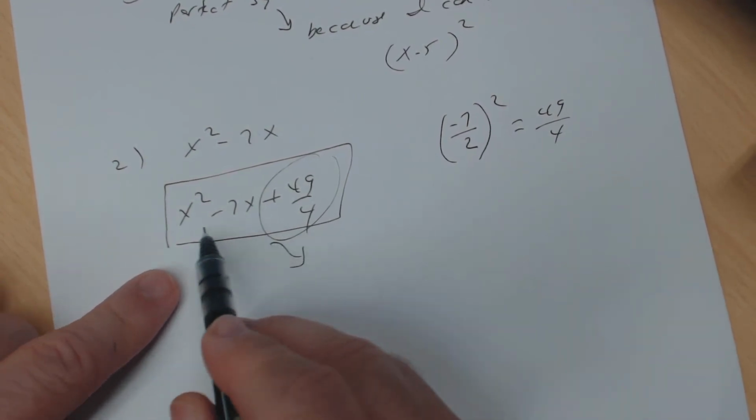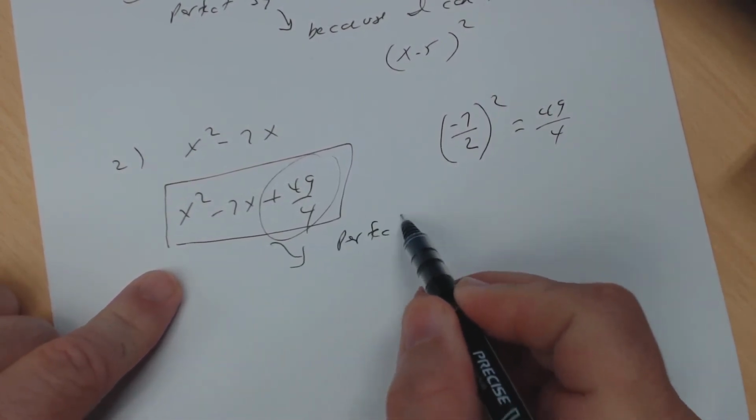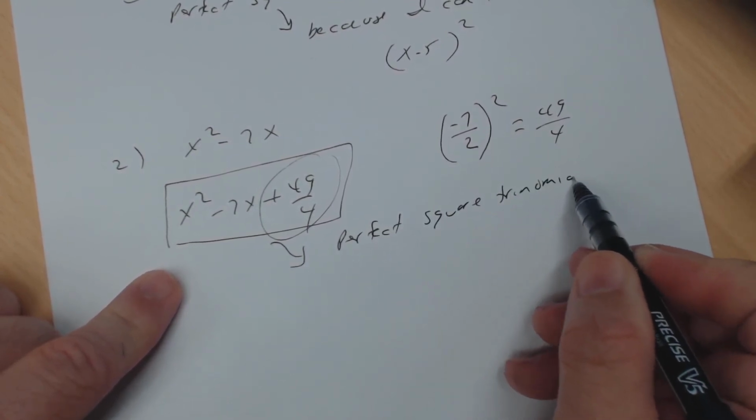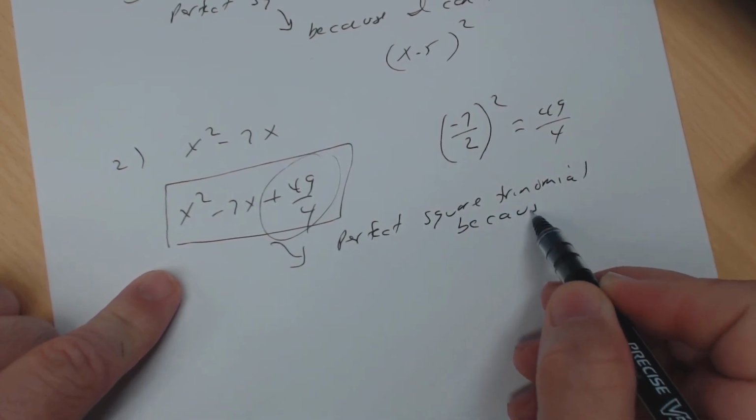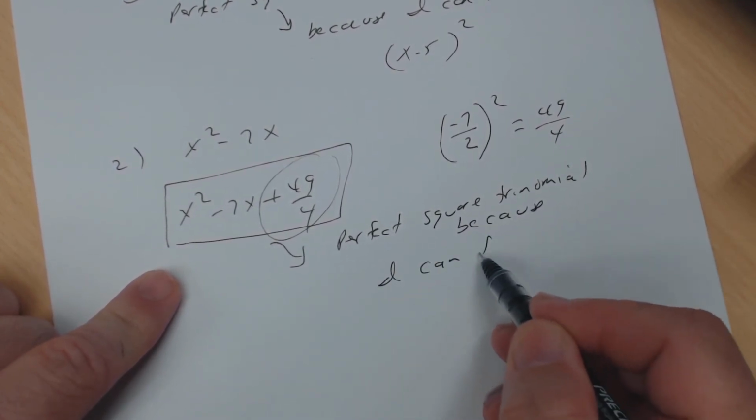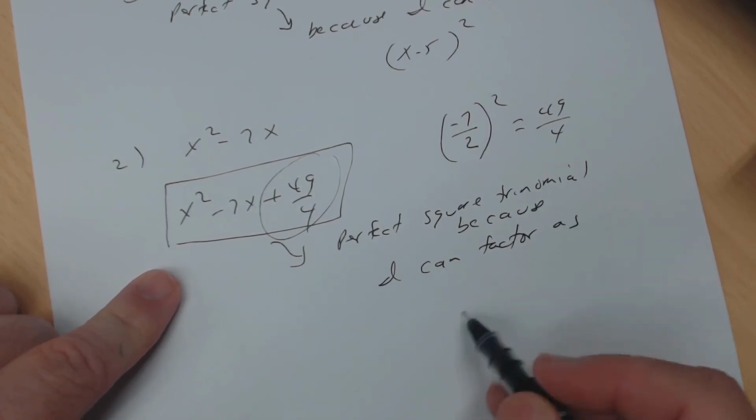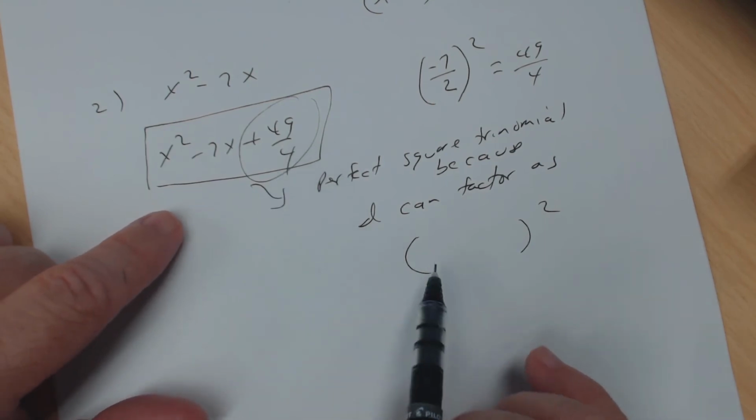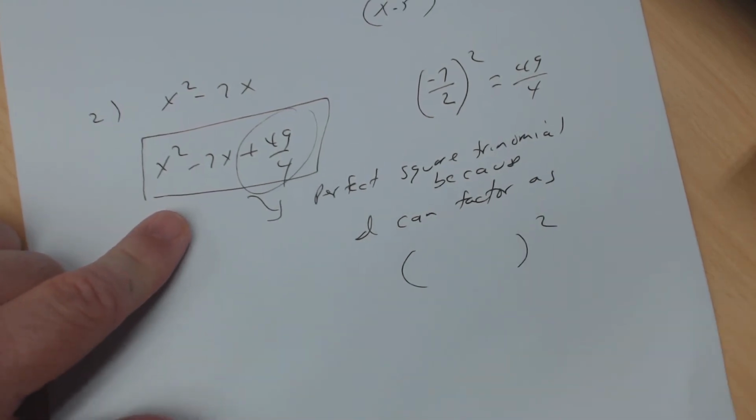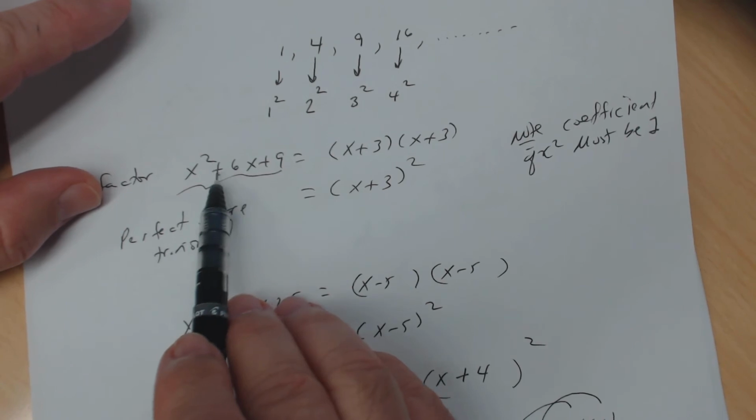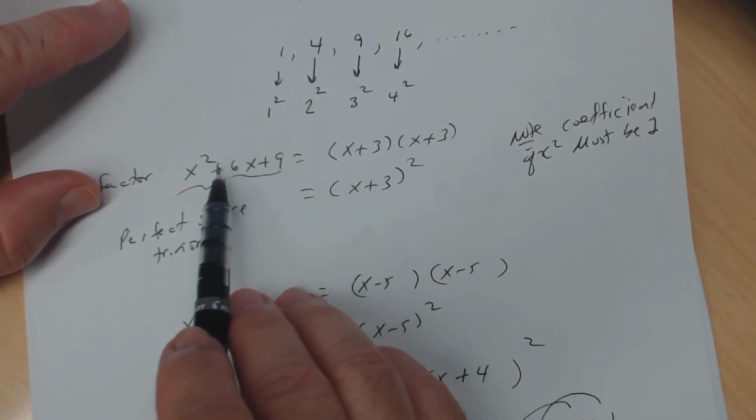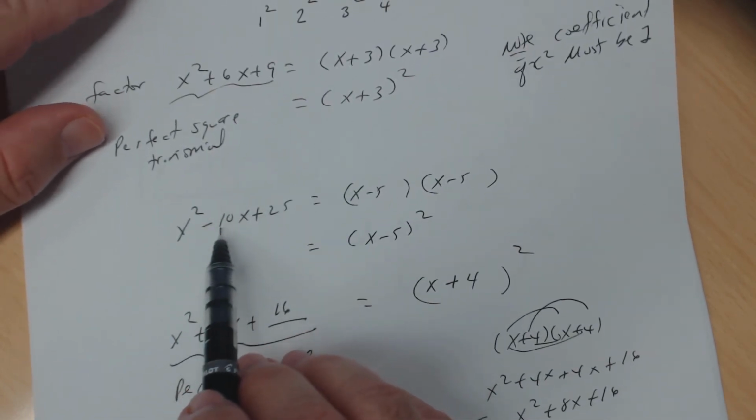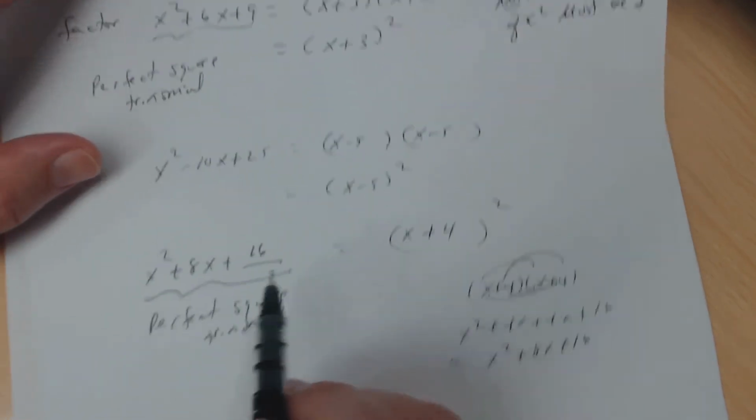Now, this is a perfect square trinomial. Just make sure you understand this, because I can factor it. Here's how you determine it. A lot of students have trouble with the fractions. Basically, if you think about what we did earlier, take half of 6, which is 3, and you get x plus 3. Take half of negative 10, which is negative 5, you get x minus 5.